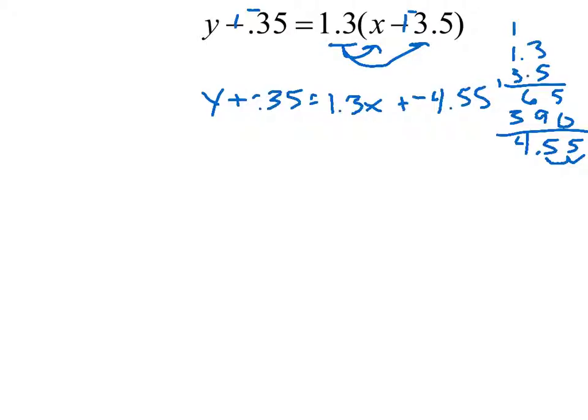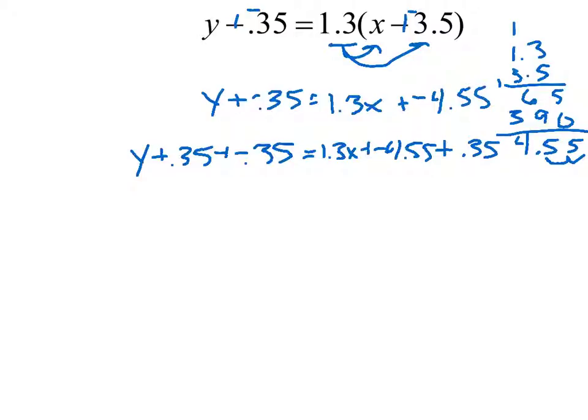All right, we've got everything simplified on both sides, so we're now ready to do some inverse operations. Marlon, what inverse operation do we need to do? Add a positive 0.35 to both sides. So y plus positive 0.35 plus the negative 0.35 that's already there is equal to 1.3x plus negative 4.55 plus 0.35. That cancels out, giving me y is equal to 1.3x, nothing to combine there.